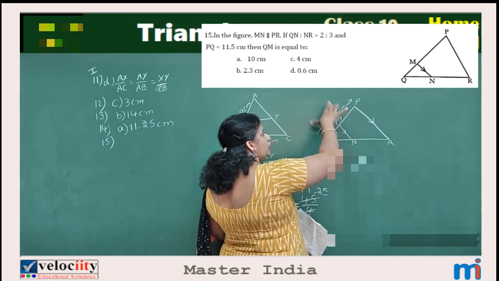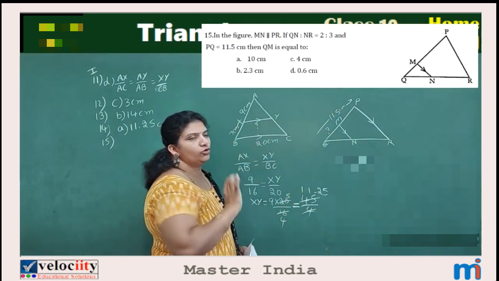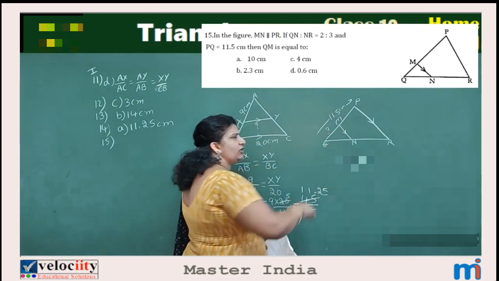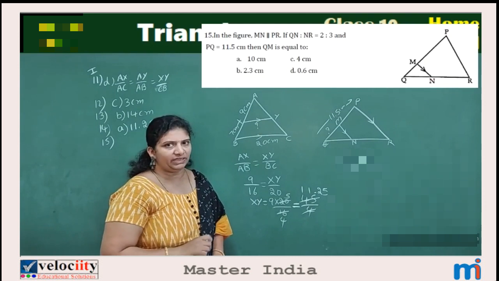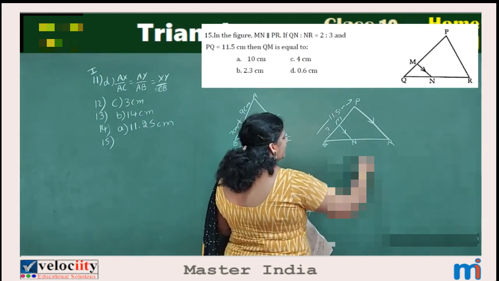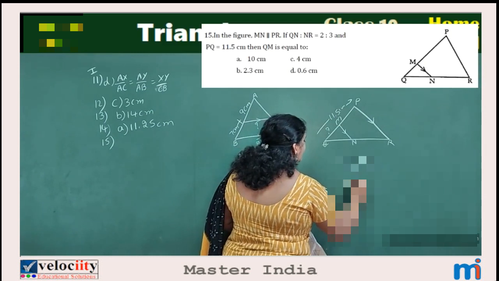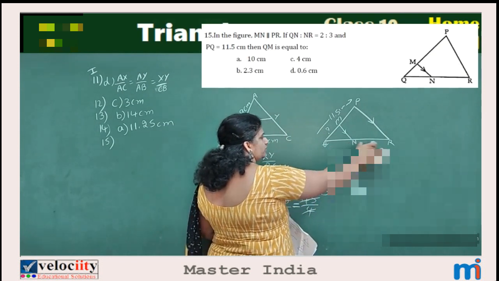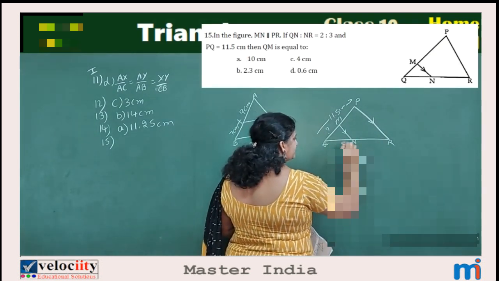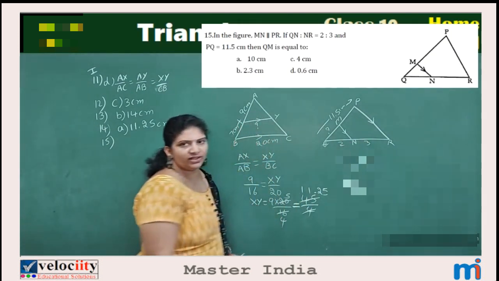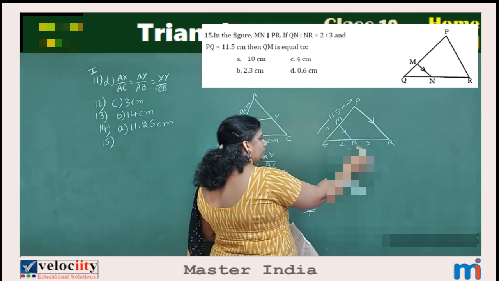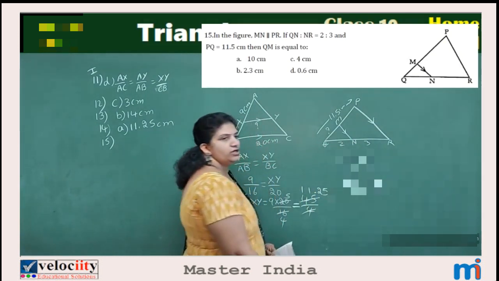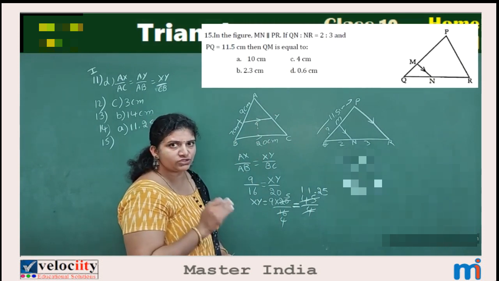But here we know QP. We don't know QM. QP, when we are considering the big triangle, big side, we can directly go for the corollary of BPT. That is QN by NR there, so I write it as QN by QR. What will be the ratio? 2:3, right? If I talk QN, 2 only. And what about QR? 2 plus 3, that will be 5. QN by QR is equal to 2:5.